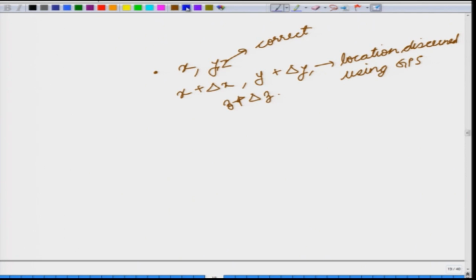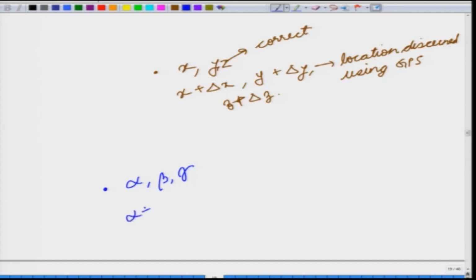But then to reduce the error, what you can do is that you can take another location, and suppose here your coordinates were alpha, beta and gamma, and when you are using your GPS, because the error is coming to be the same in both.